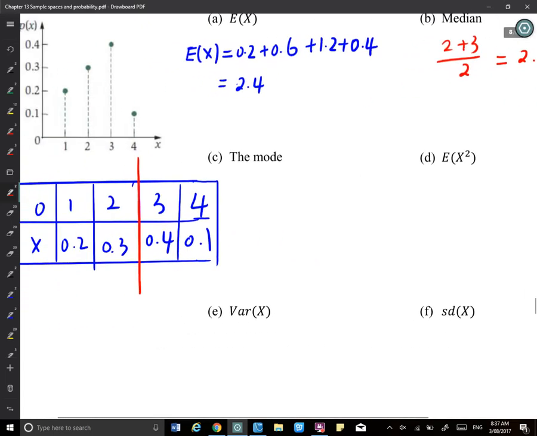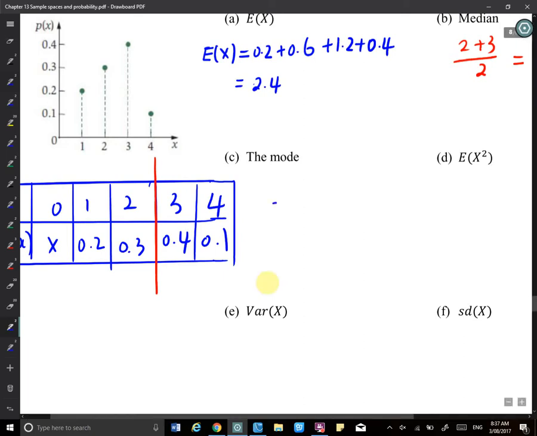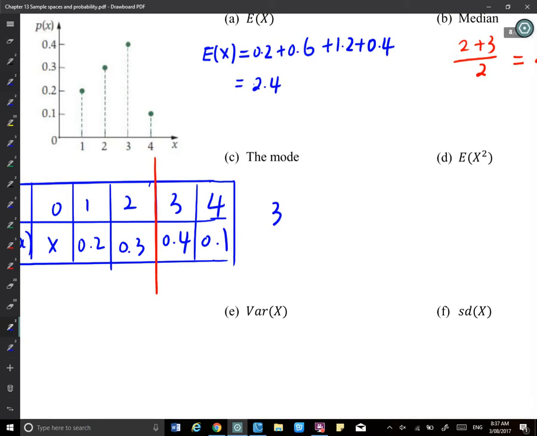And the next one is talking about the mode. The mode is the x value that has the largest probability. So 0.4 is the largest probability, so the mode is just 3. Mode is not the probability, the mode is the x value. Sometimes students answer 0.4, which is incorrect. We need the x value for the mode.